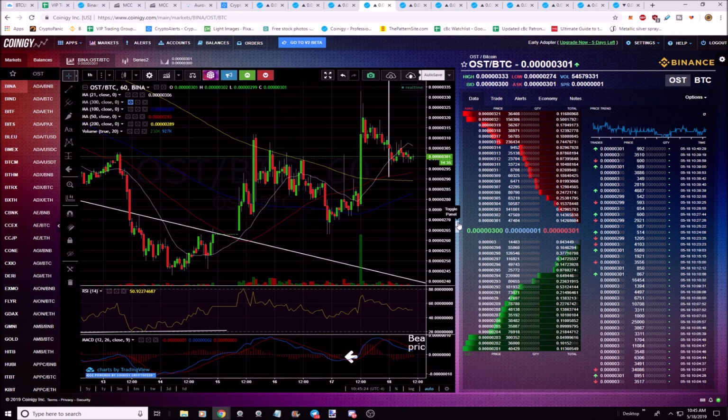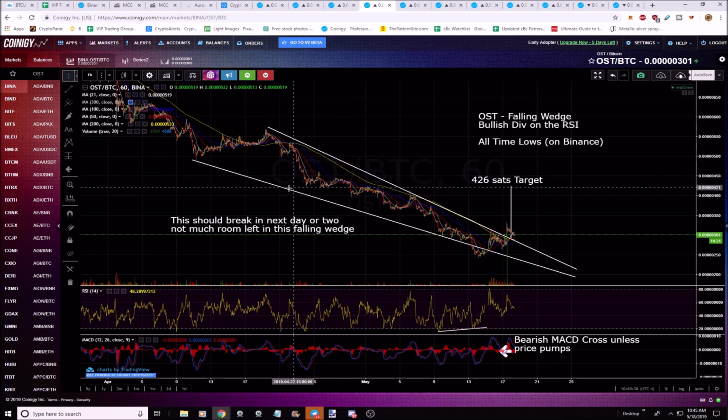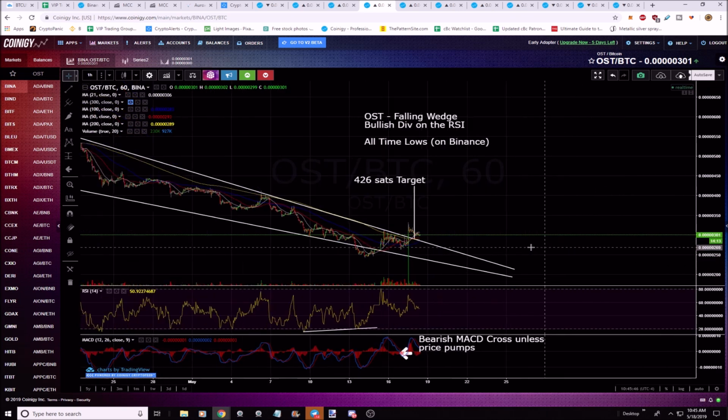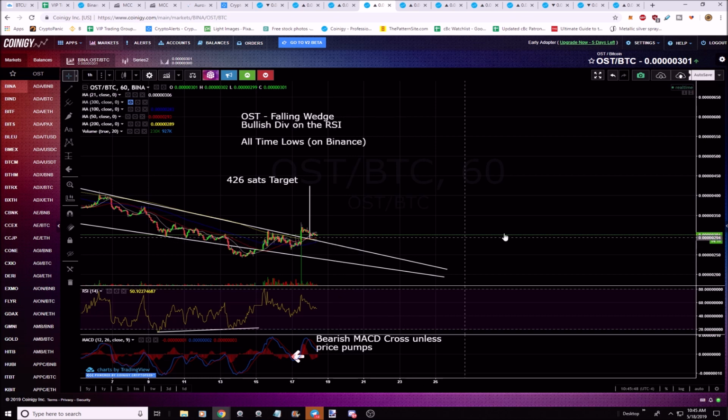Here is OST. You've got a falling wedge. It should break out the next day or two. This is an older chart, and it did break out. You got your target. And again, you got a ton of volume here now. Like for sure, look at this volume. You guys see this green bar? Huge volume spike. That's a breakout for sure.